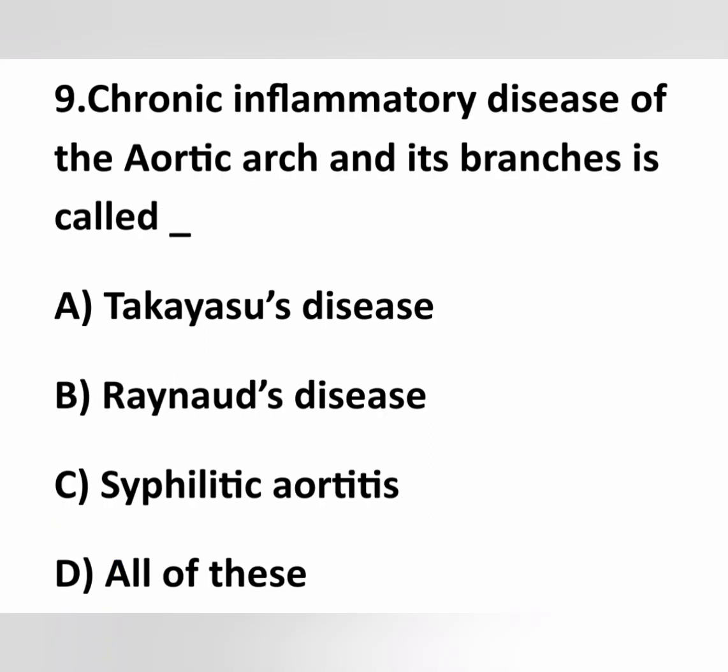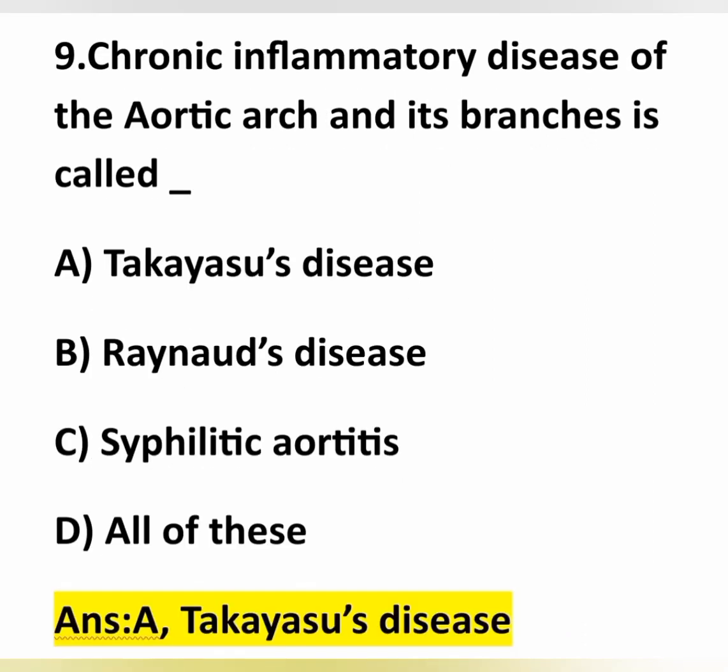Question number 9. Chronic inflammatory disease of the aortic arch and its branches is called. Option A Takayasu's disease, option B Raynaud's disease, option C syphilitic aortitis, option D all of this. Here the correct answer is option A, Takayasu's disease. It's a chronic inflammatory disease of the aortic arch and its branches. The other name of Takayasu's disease is pulseless disease.